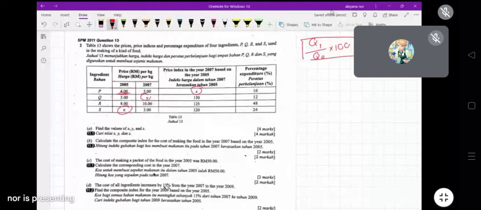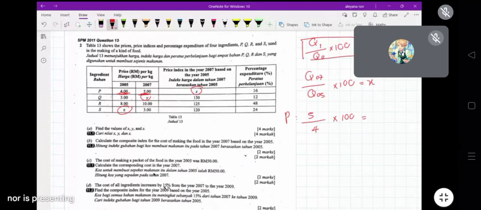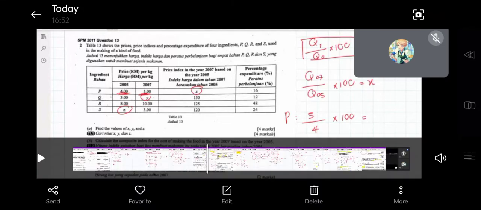Okay, so x is at your beginner level. How should you do it? We'll start with 2007 based on 2005. Why? Because 2007 is your latest year, 2005 is your old year, multiply by 100 equals x. Then you substitute. P is 5 ringgit during 2007, then 4 ringgit during 2005, multiply by 100, and then you get 125.